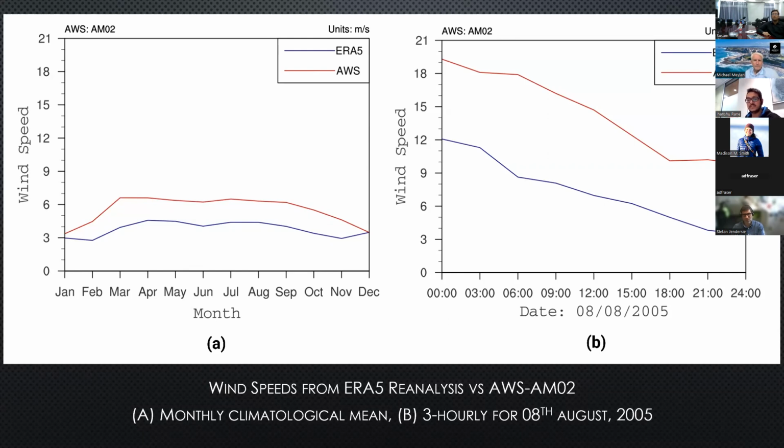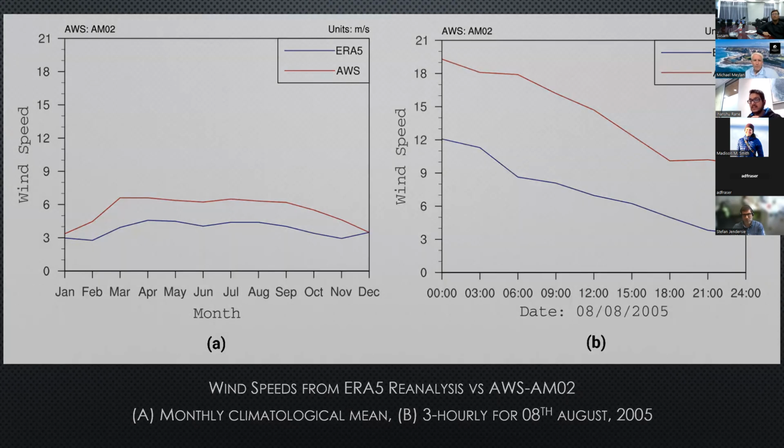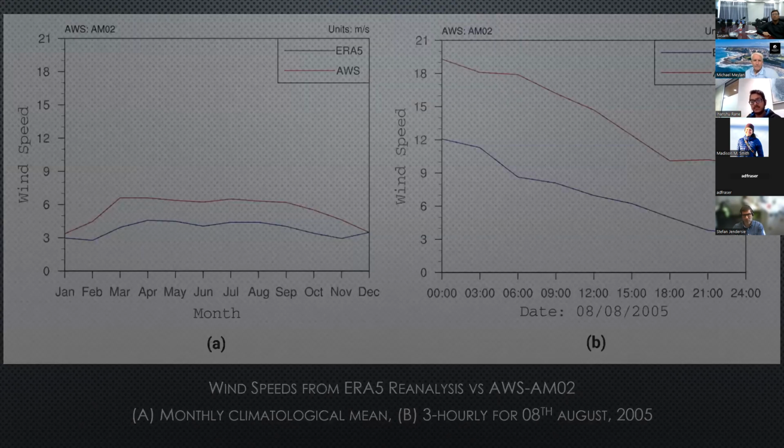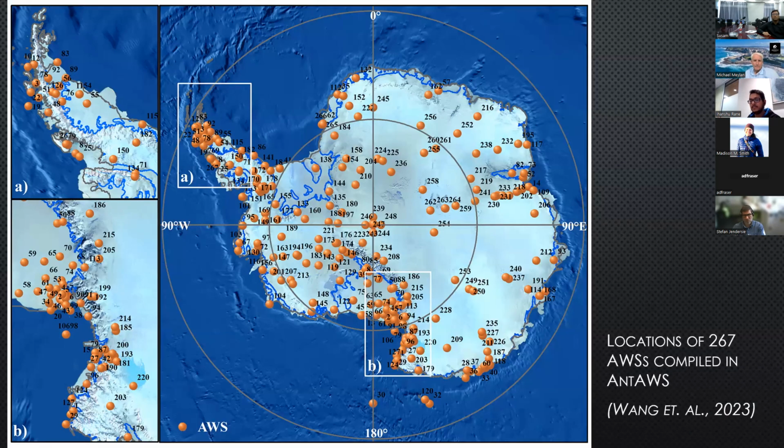So the first step is wind speed from ERA5 will be improved with wind speeds from AWS. For this, we will be using the AWS dataset, which has a compilation of 267 AWS data. So this image shows the location of all the 267 AWS data compiled in this dataset.